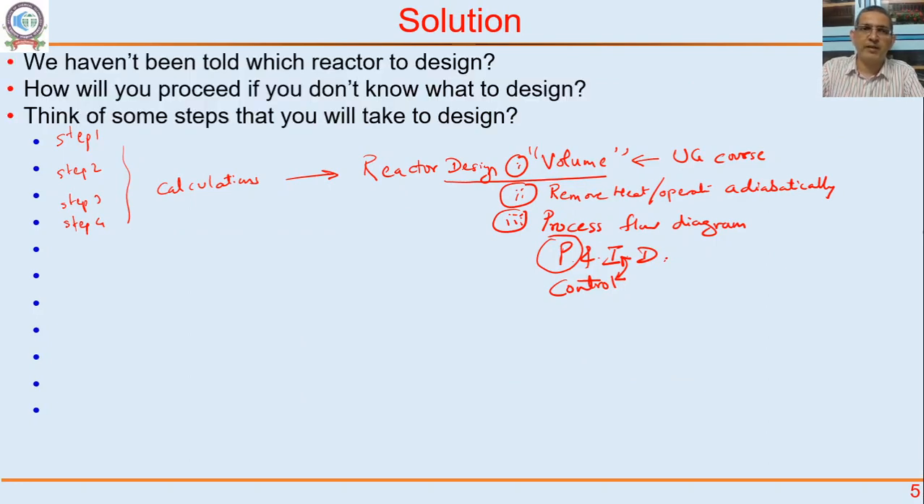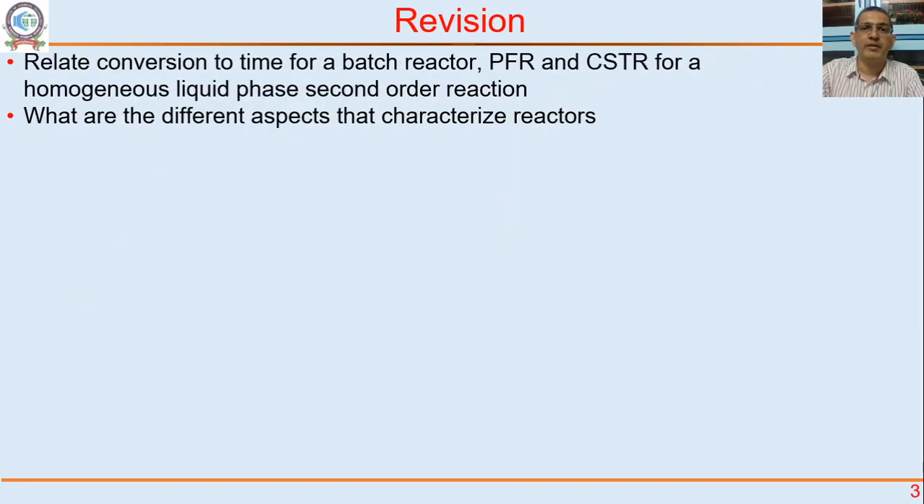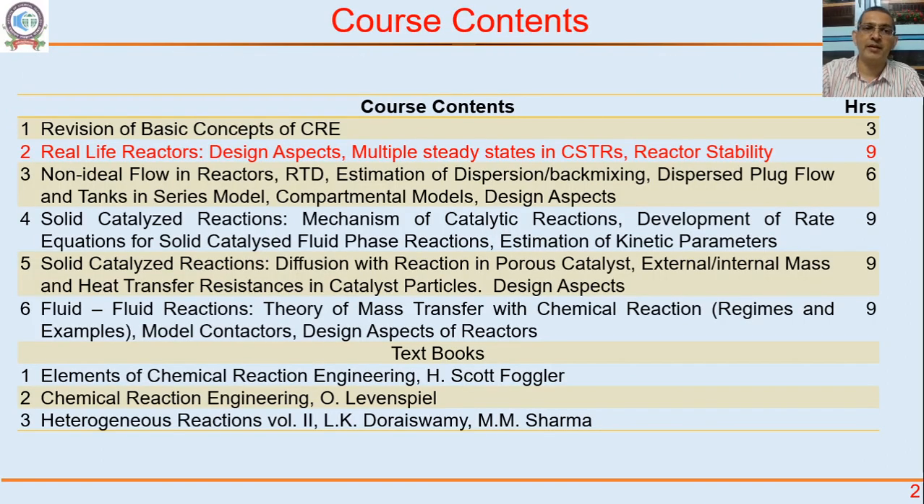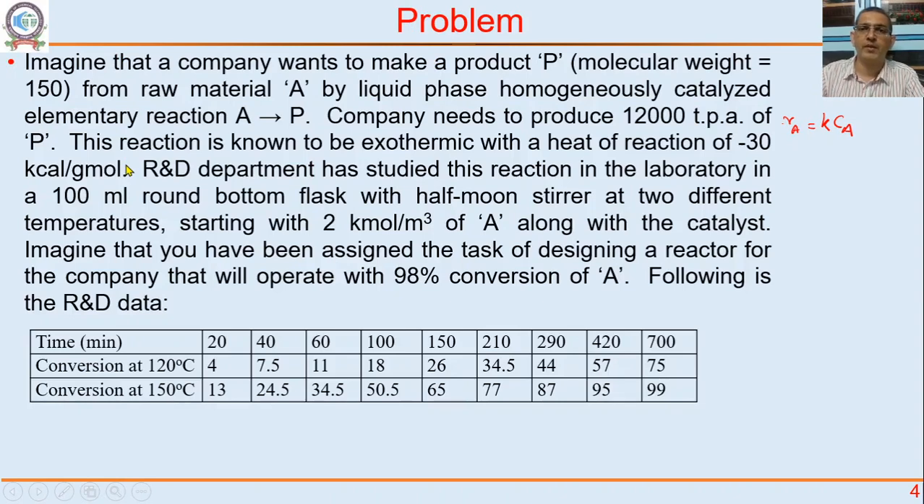Some of you may be stuck in the first place. We haven't been told what reactor to design. We haven't been told whether it's a batch reactor, whether it's a continuous reactor, whether it is well mixed or whether it is plug flow. We have not been told anything. Then you will say, how do I design if I am not told these things? But treat this like a real life problem. That's what we mean. It is a real life reactor. This is a real life problem.